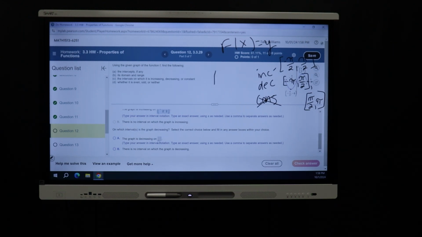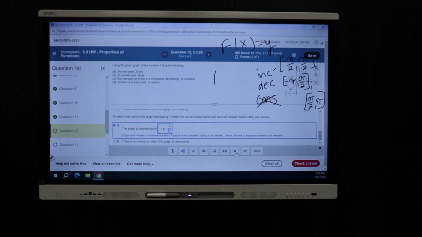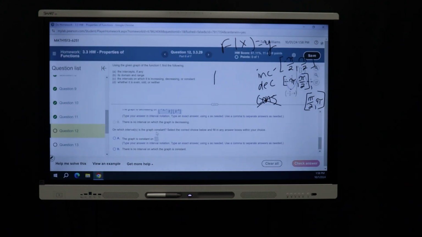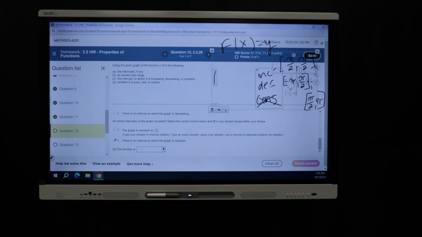But decreasing from negative pi to negative pi over 2. Bracket, comma, bracket, positive pi over 2, comma, pi. Bracket. Just tedious. Okay. There's no flat line on it, so it is not constant anywhere. I think I have one where we have some constants.